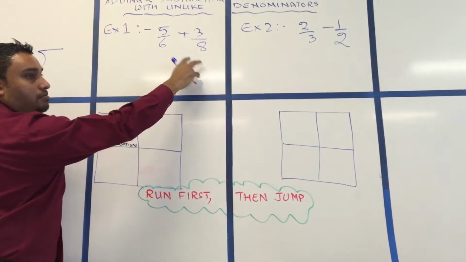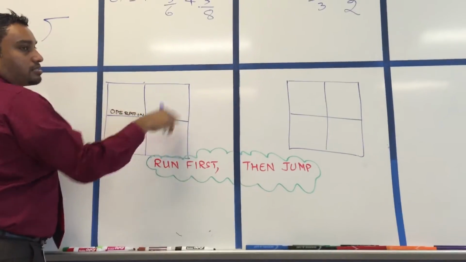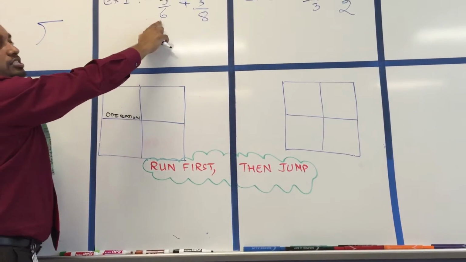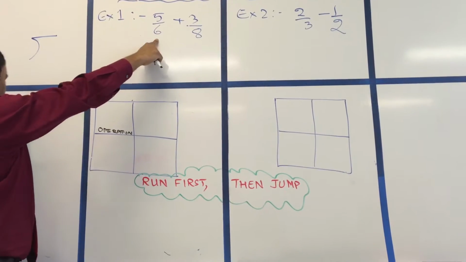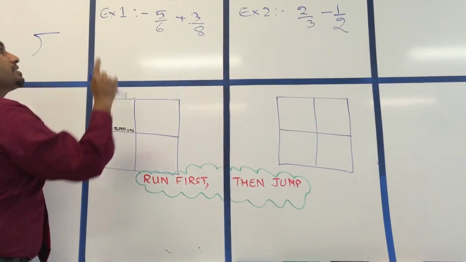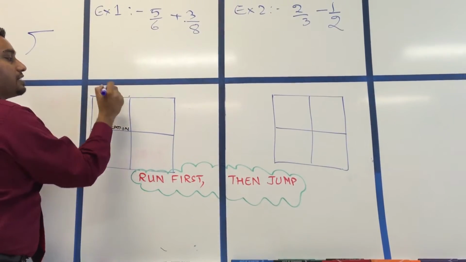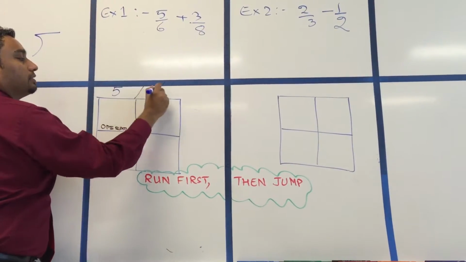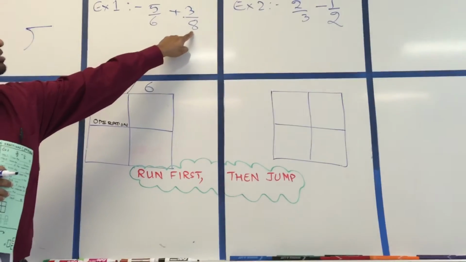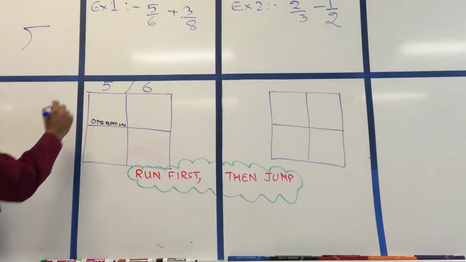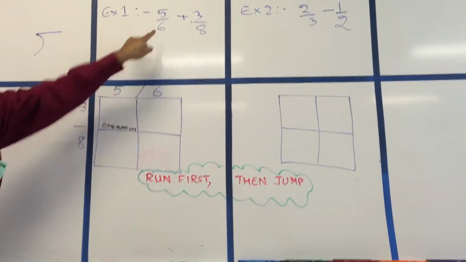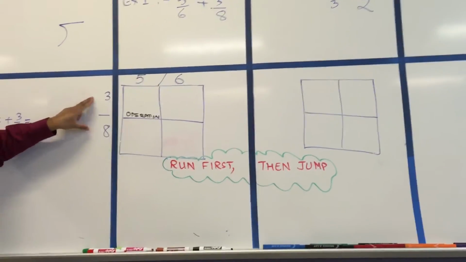They are not the same, so I'm going to draw a square box. And then the first fraction, what is it, Devin? 5/6. So I'm going to take the first fraction, 5/6, and put it on top of the box. And what's my second fraction? 3/8. I take that one and put it to the left of the box. So the first fraction on the top, second fraction to the left.